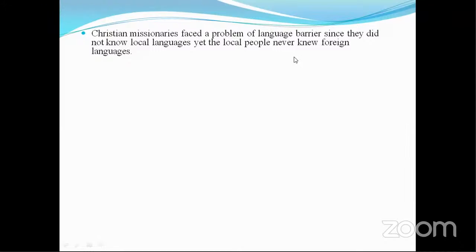Okay. Now the point goes, Christian missionaries faced a problem of language barrier since they did not know the local languages, yet the local people never knew the foreign languages. I think you can see the missionaries.